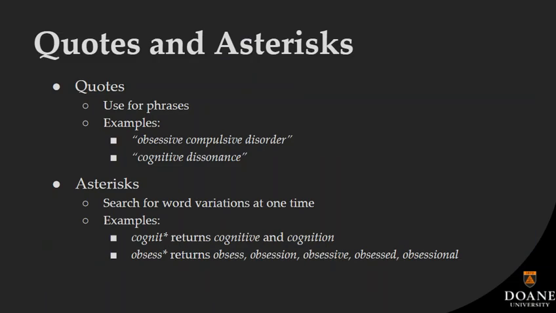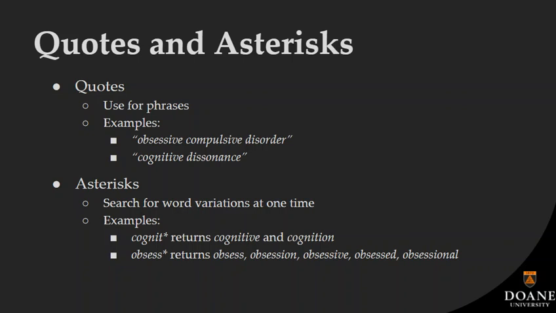Using quotes and asterisks. Quotes are used when you have a phrase or two words that you want to show together. So for example, obsessive compulsive disorder, putting the quotes around it will make sure that you get everything that has that term in it. Same thing with cognitive dissonance.